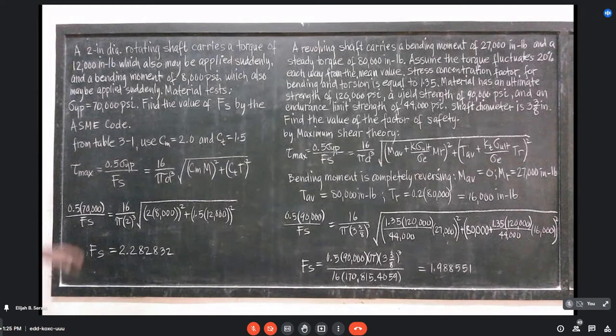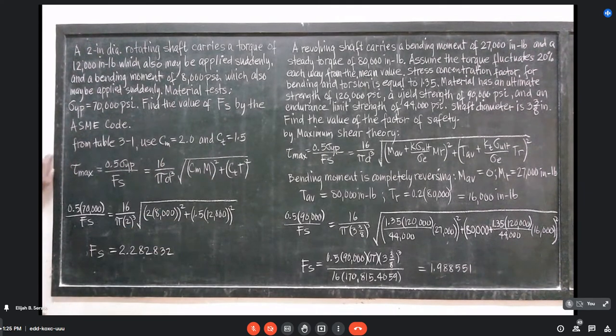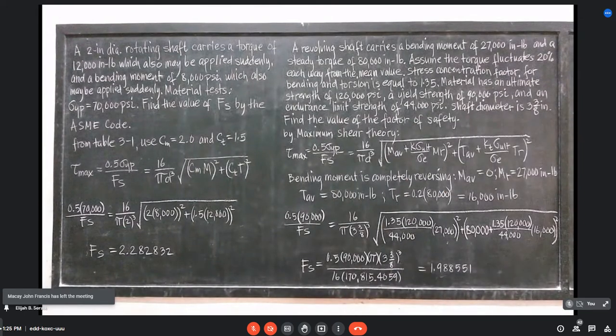Okay? However, what is given is that there is a yield point of 70,000 psi. So we are going to use the yield point: 0.5 times 70,000 over the factor of safety, and then Cm here is 2, and Ct here is 1.5. And of course, you just solve that and take the factor of safety as the variable, so you are going to compute it at 2.282832. Okay? Any question?